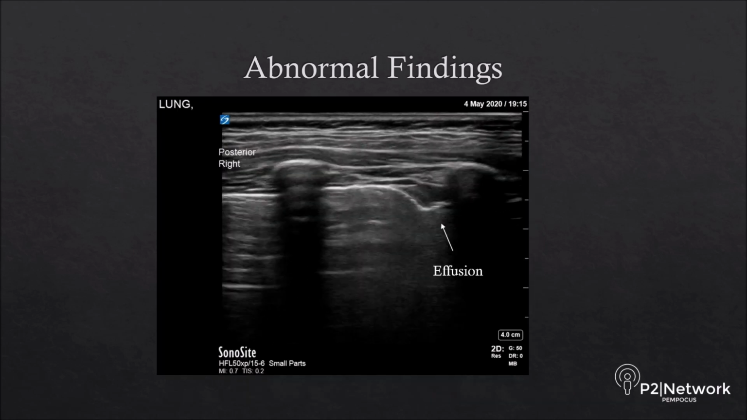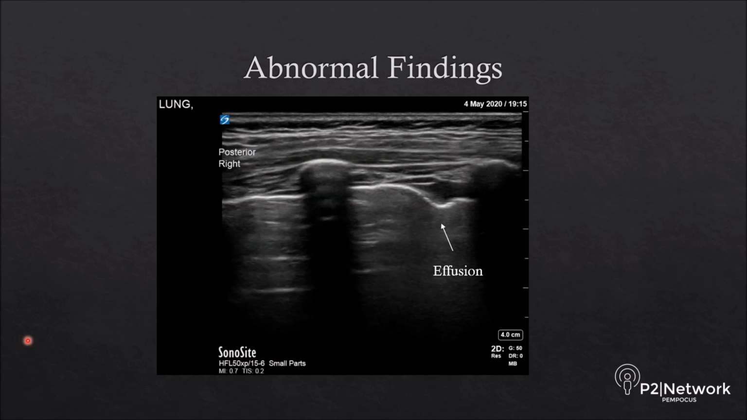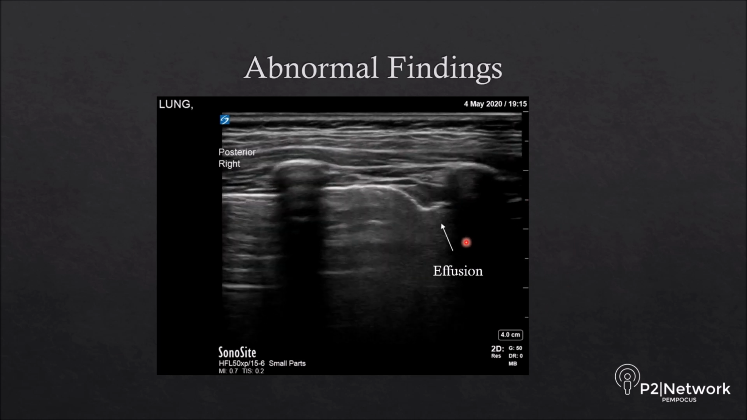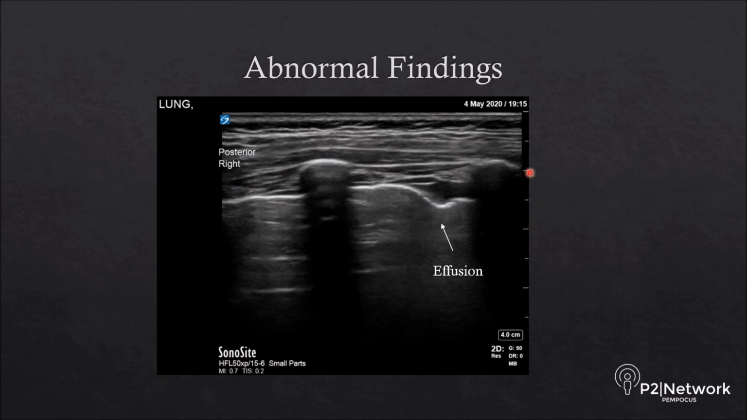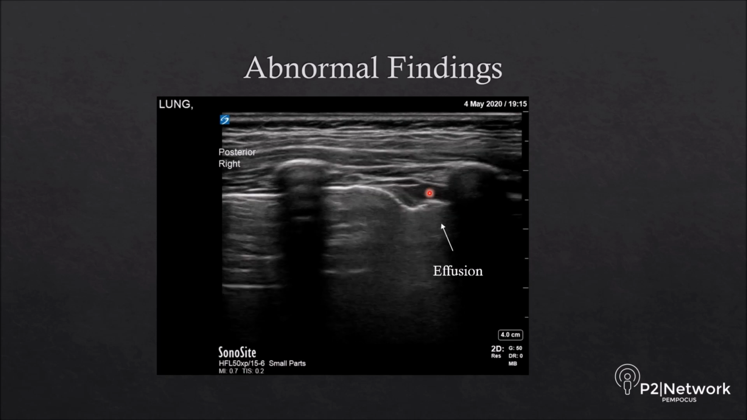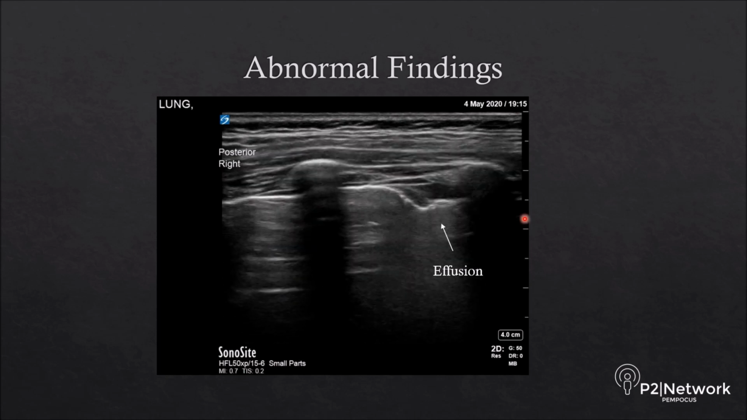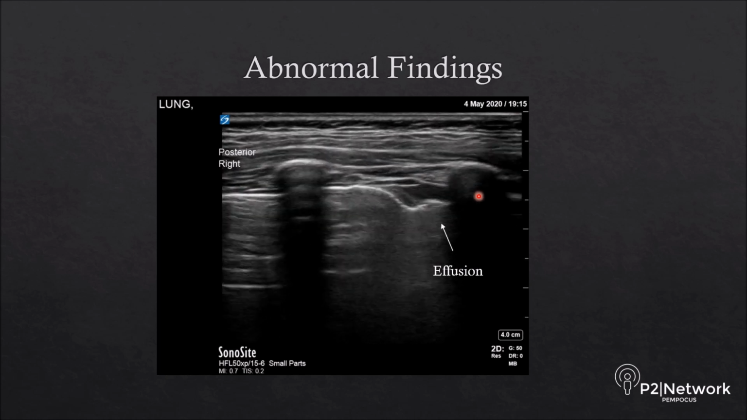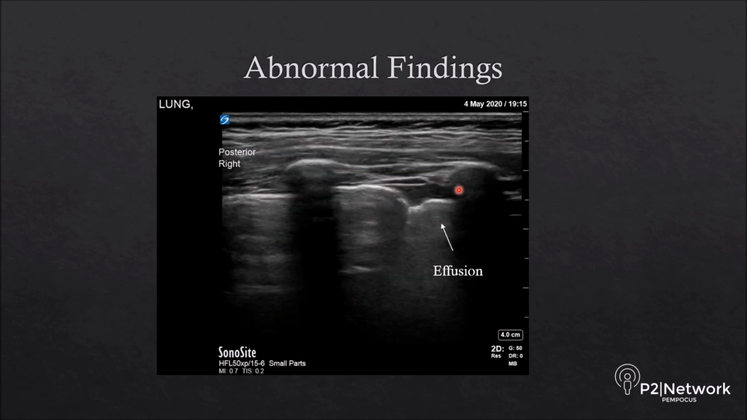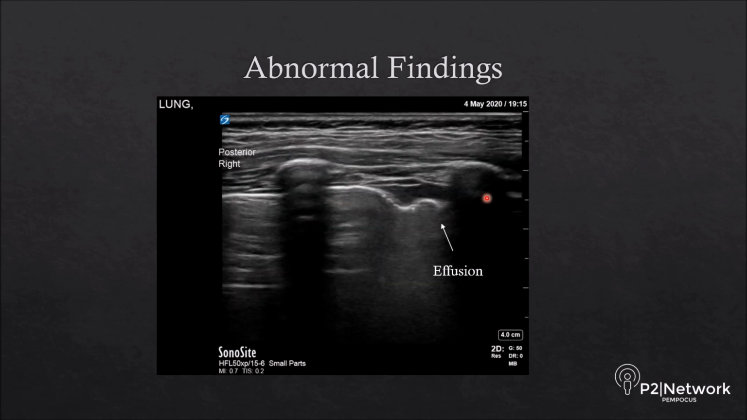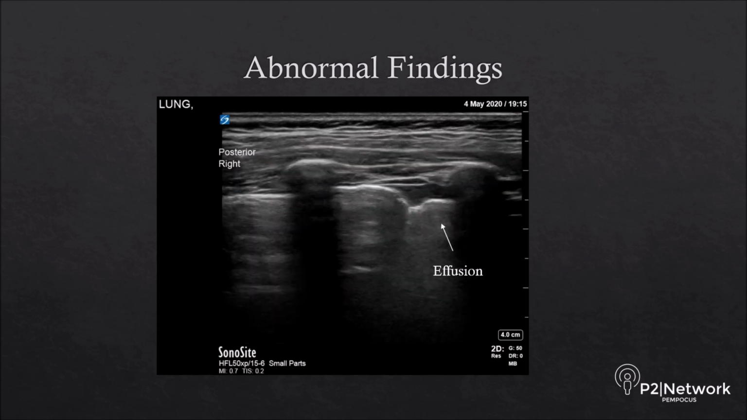Here we have a picture of an effusion. On the far right, you could see the diaphragm peeking in and out, the large ribs, and in between is a hypoechoic region where an effusion is. And it's, again, generally right above the diaphragm in most supine patients and the most dependent regions, which is generally the posterior basal areas.